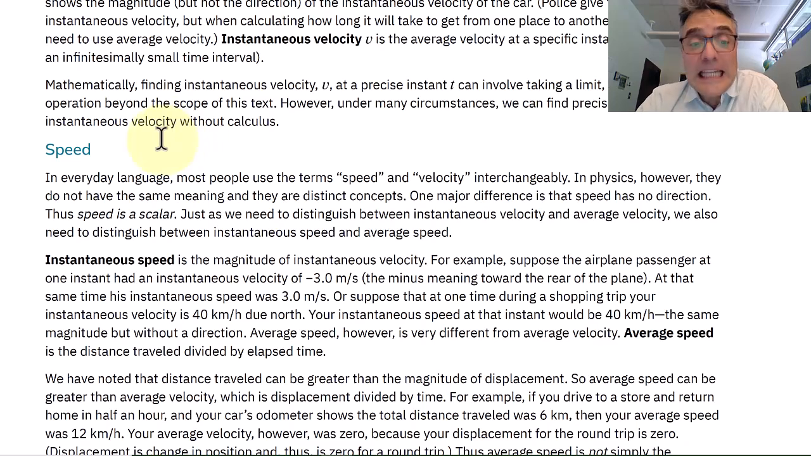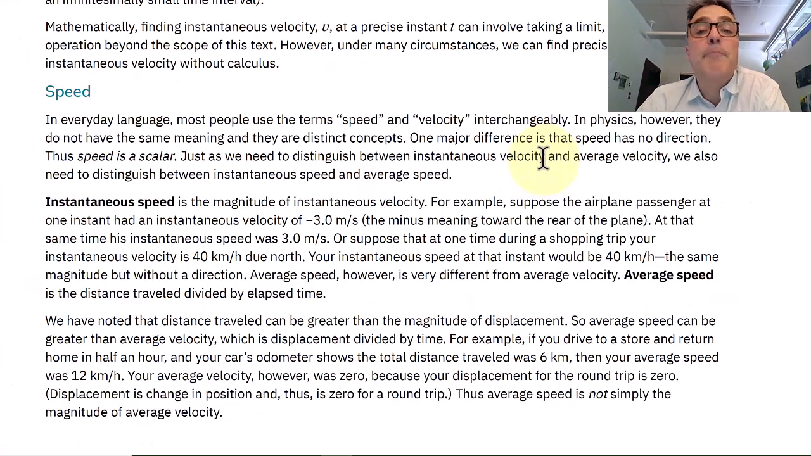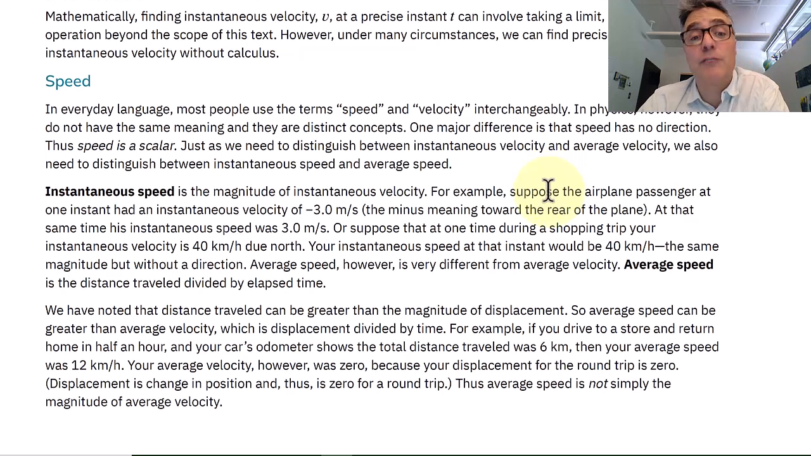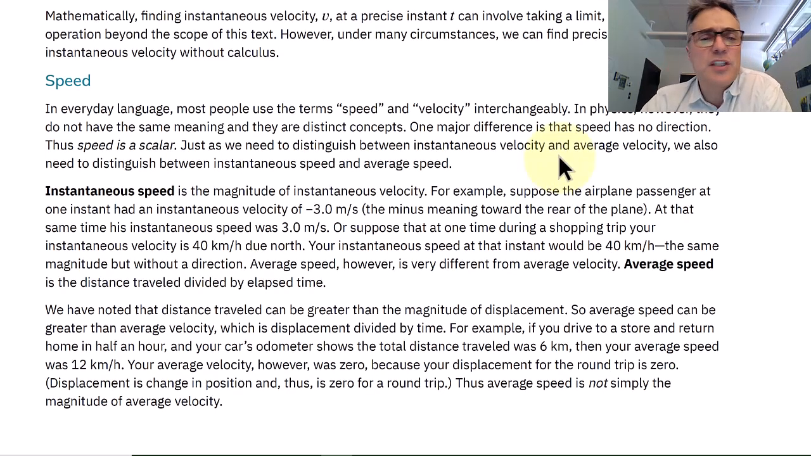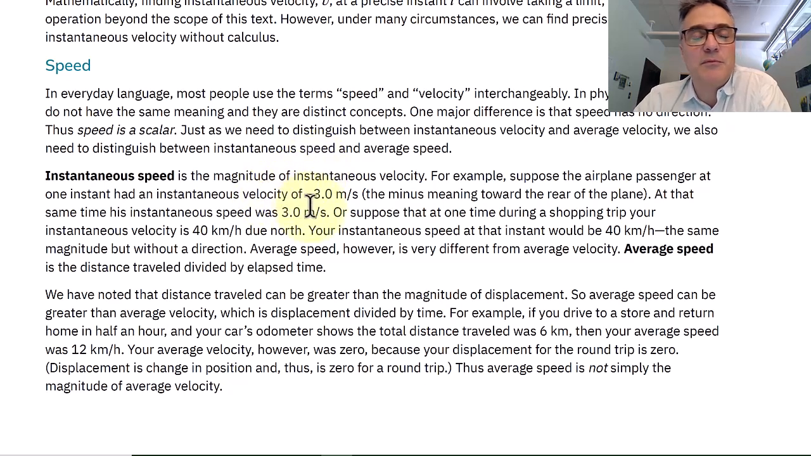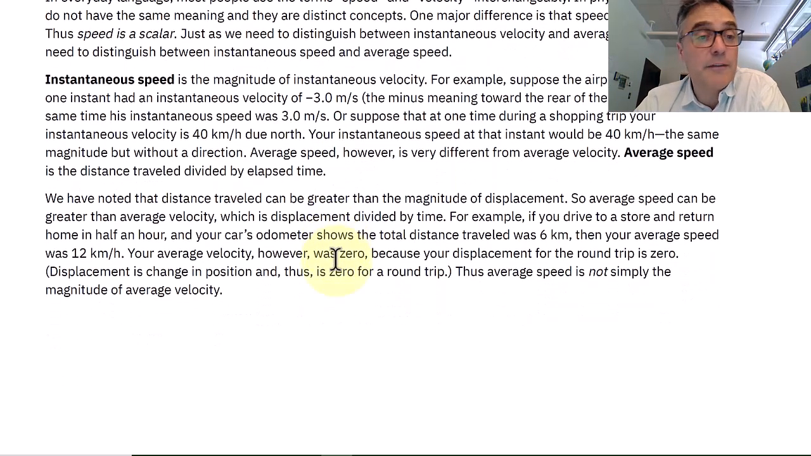But speed in physics means the magnitude of the velocity. So speed is always positive, and it just means how fast you're going, without the direction. If your velocity is negative 3 meters per second, your speed is 3 meters per second. If your velocity is 40 kilometers per hour, your speed is 40 kilometers per hour. You just take off a minus sign if there is one.